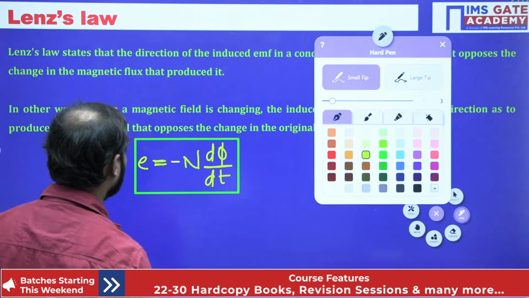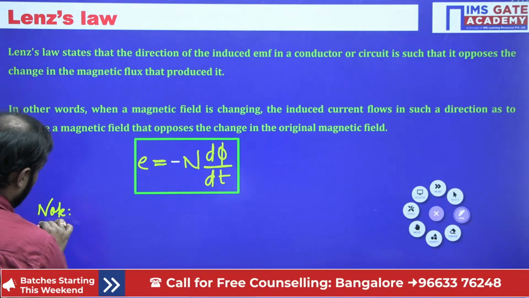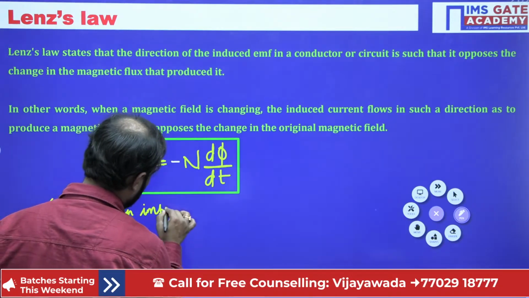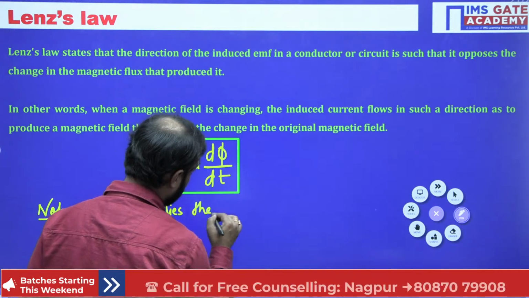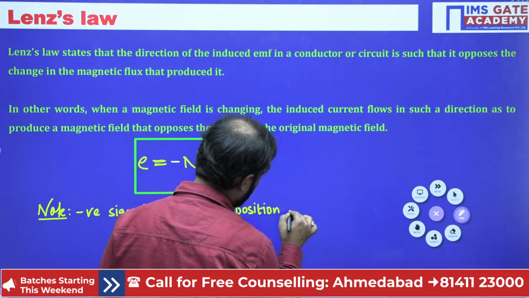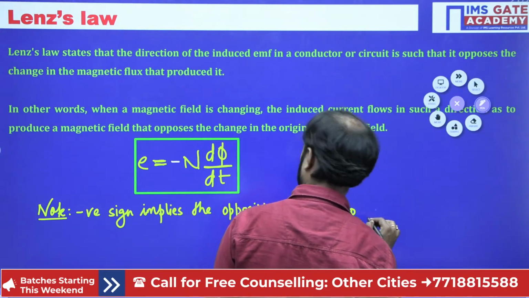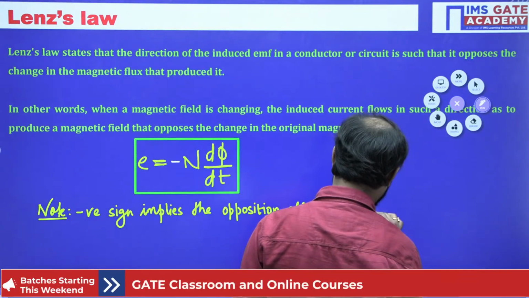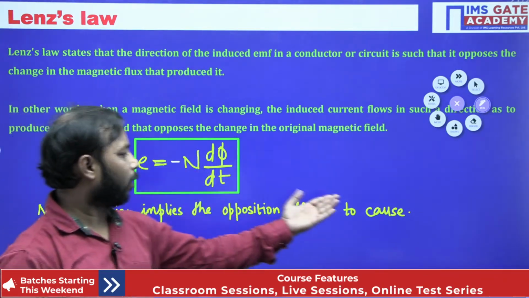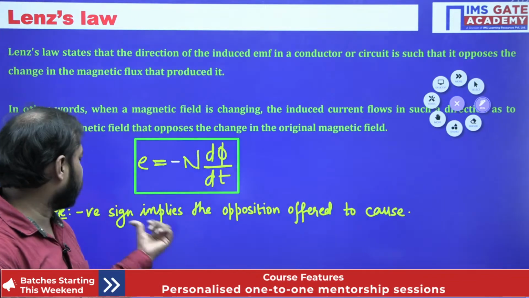Okay, so let me give a note point. Note: the negative sign implies the opposition offered to the cause. It means the EMF which is produced by some cause is opposing it.